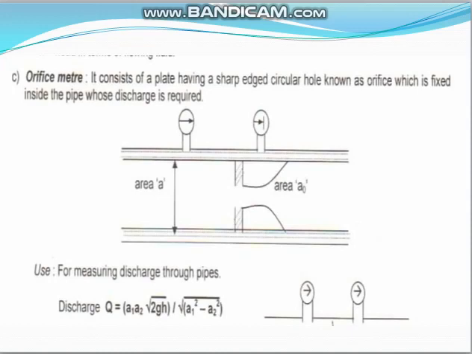See, venturimeter and orifice meter have the same purpose. These are also devices used for measuring the discharge only, that is the discharge or rate of flow through the pipes. But the thing is that it is a cheaper device compared to the venturimeter. So orifice meter is also working on the same principle as the venturimeter.